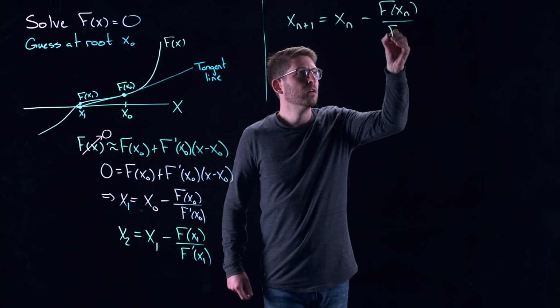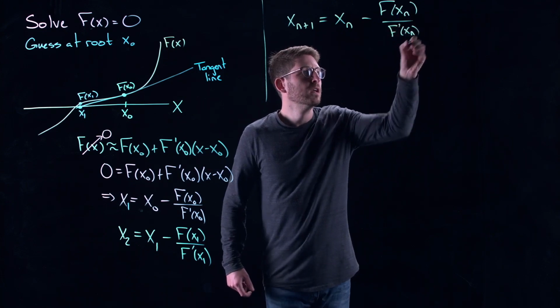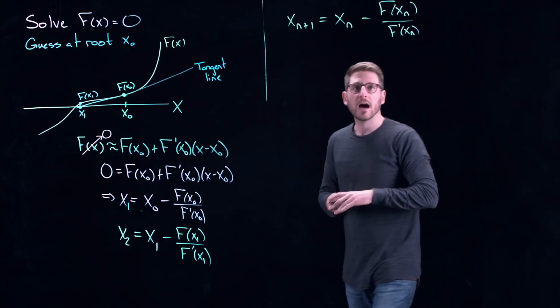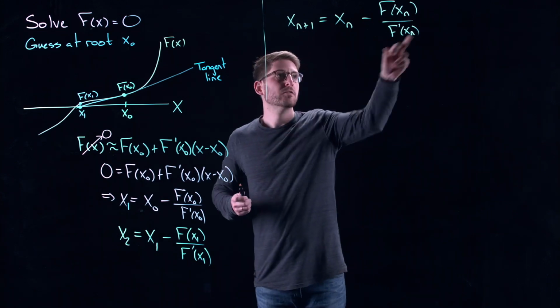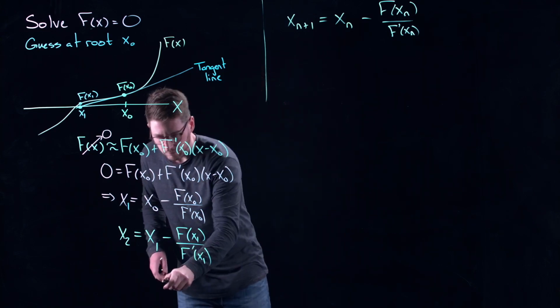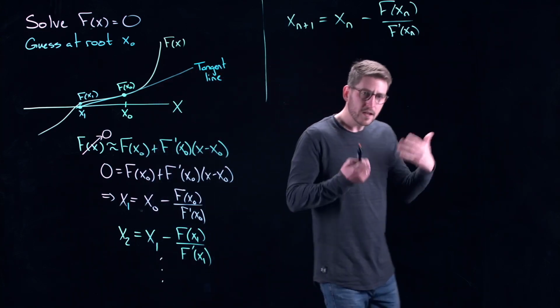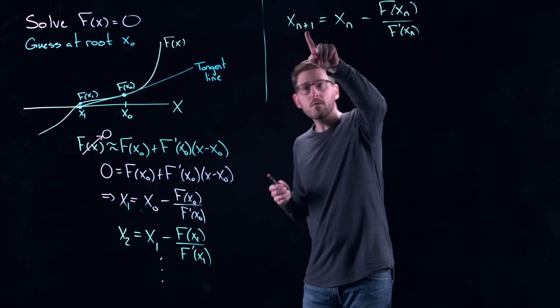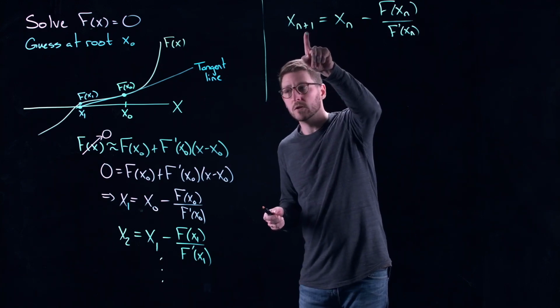So what I can do is, if I know my guess now, that's my xn, I can get a better guess just by following this same formulation that I've laid out right here. And what this does is it generates a sequence of guesses that hopefully are going to converge to your root.